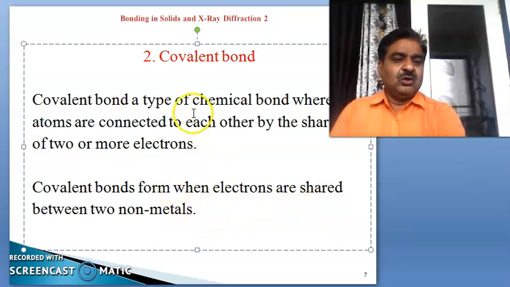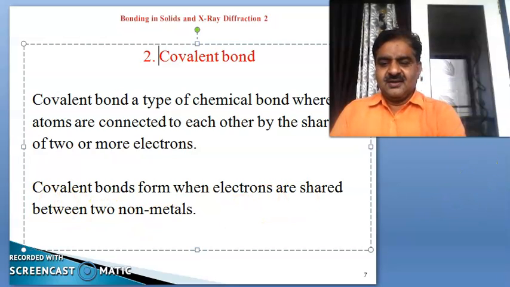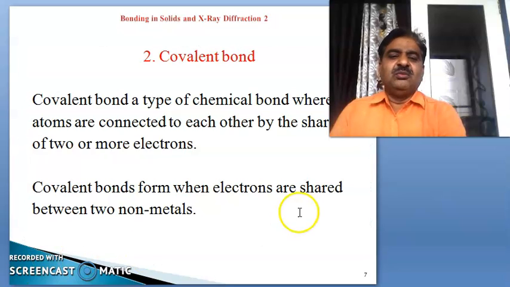And you know, in the modern periodic table, all the metals are placed in the extreme left except zero group. So here you remember covalent bond exists between two non-metals only because of sharing of electrons.